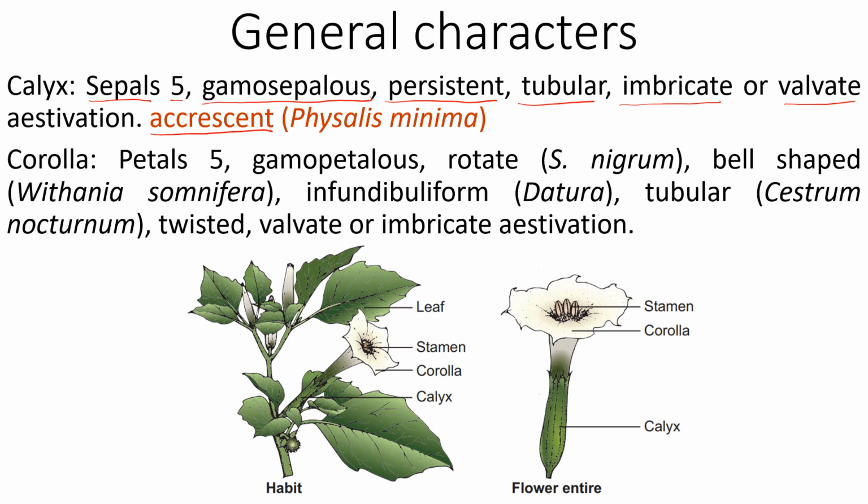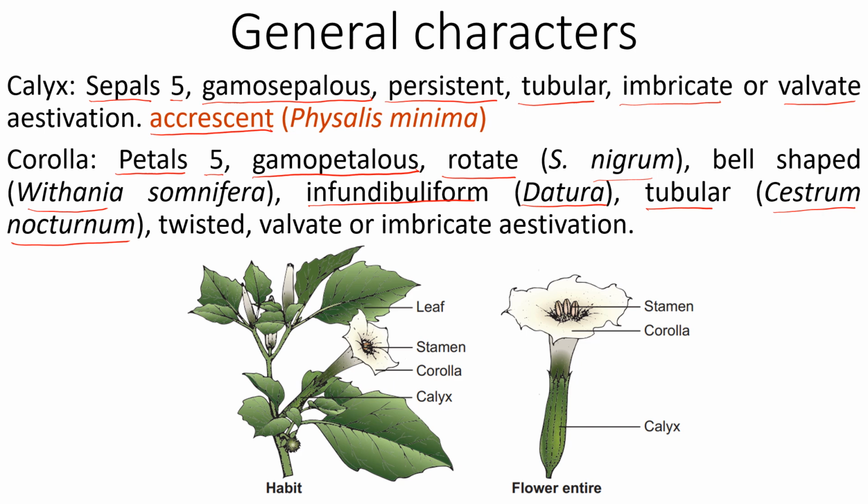Then next is corolla, and the member of corolla is petal, and petals are five in number. They are fused, so we call gamopetalous. It is rotate in case of Solanum nigrum. It is bell-shaped in case of Withania somnifera. It is infundibuliform, means funnel-shaped in case of Datura. It is tubular in case of Cestrum nocturnum. Marathi name is Ratrani.